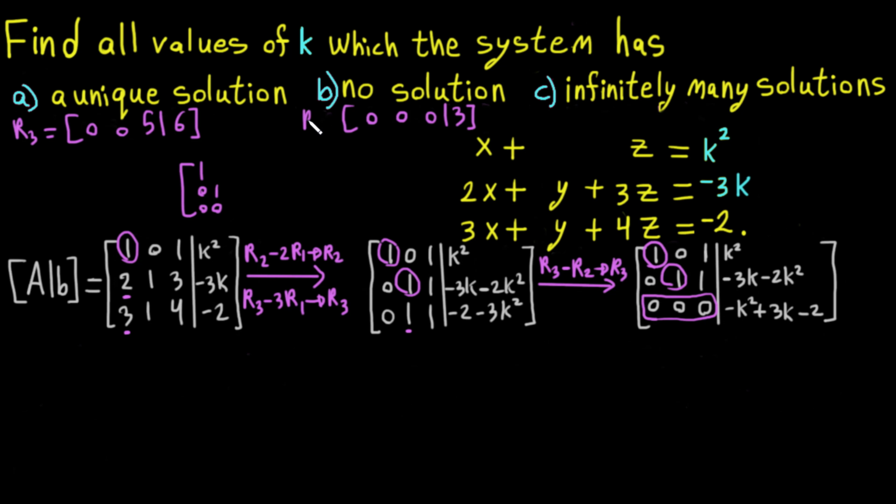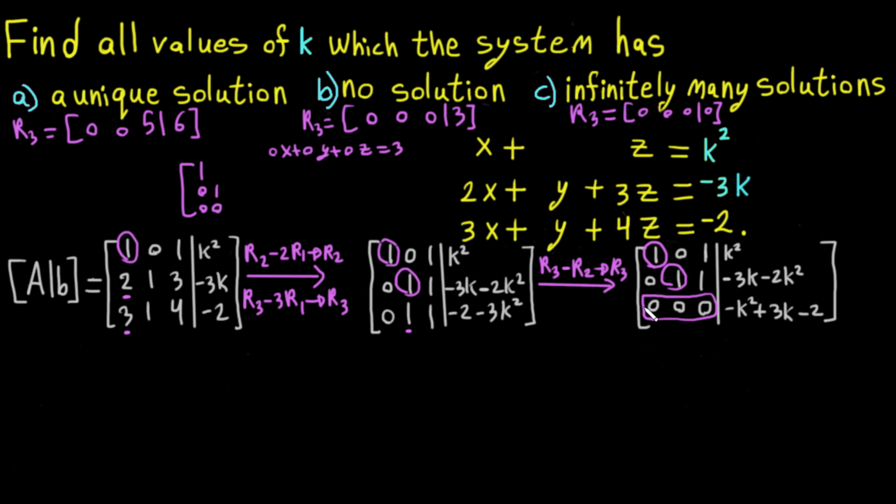And of course infinitely many solutions if row 3 equals 0 0 0 0. To make it clear, for the no solution case, it looks like 0x plus 0y plus 0z equals 3. Here it's impossible to have 3, because each variable is multiplied by 0. So this is impossible, and we have no solution if it looks like this.